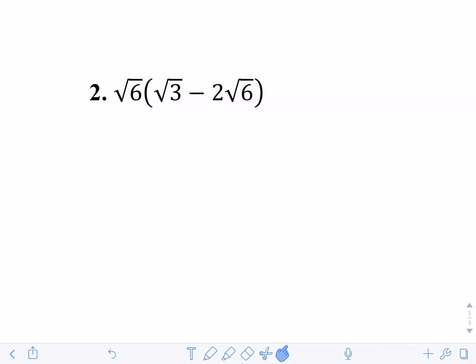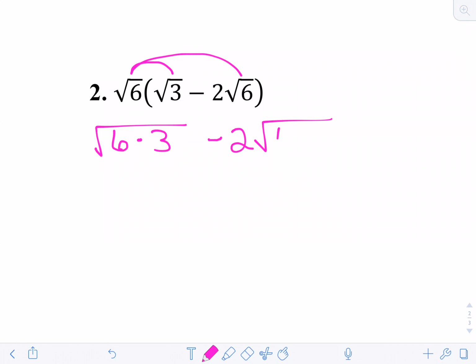So this is your final answer. On number 2. Okay, so here we have a square root of 6 that we are going to distribute to both things. So here you have the square root of 6 times 3. Okay, and then here you'd have minus 2 times the square root of 6 times 6.